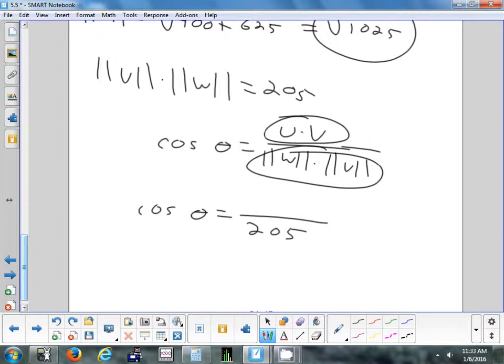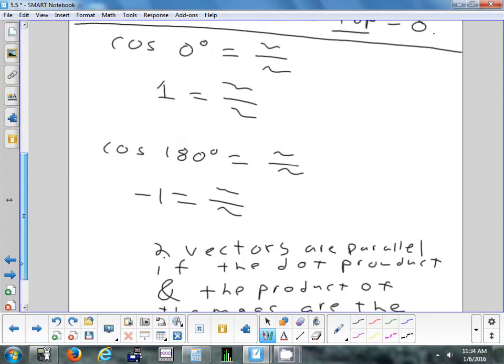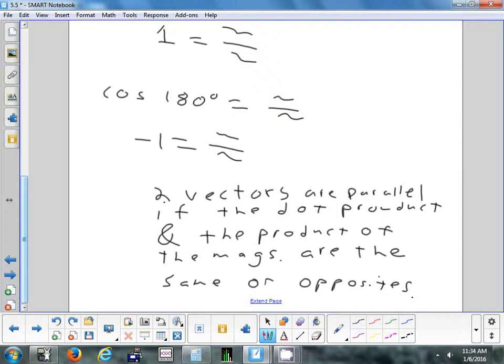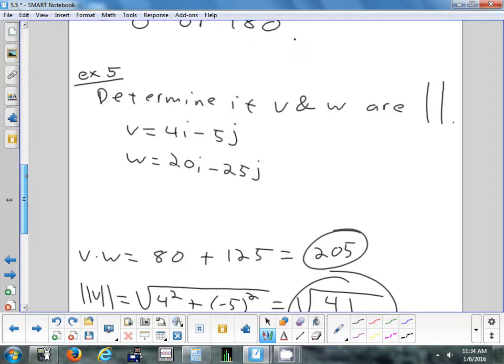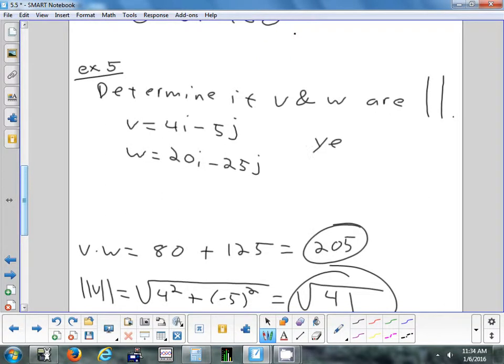Since the top and the bottom come out the same, what does that mean? It's 1. If the dot product and the product of the magnitudes are the same or opposite, we're parallel. Two vectors are parallel if the top and the bottom come out the same, and that's exactly what just happened. Top was 205, bottom was 205. So the answer is yes, they are parallel.